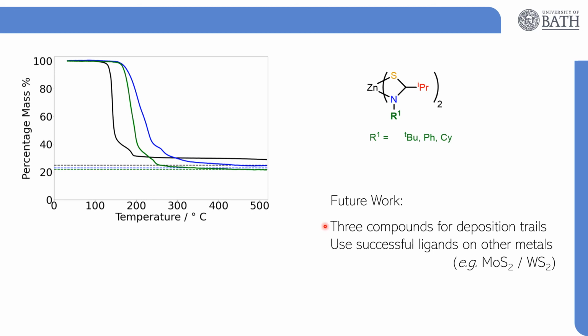If these depositions are successful, I'll be able to synthesize analogous precursors for other metals so that I can deposit things like molybdenum sulfide or tungsten sulfide, which are also interesting semiconductors.